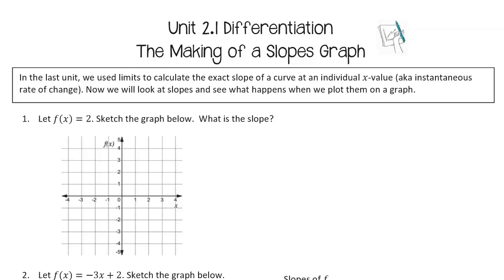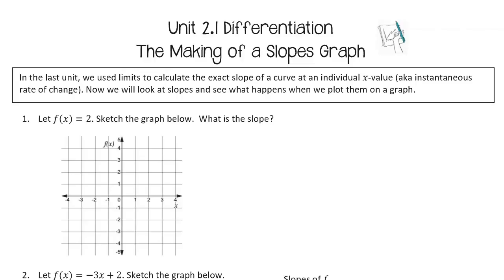In the last unit, we used limits to calculate the exact slope of a curve. We also called this the instantaneous rate of change, and we also called this the derivative. However, that procedure was lengthy, so maybe there's a way we can develop some rules that will make finding the derivatives a little bit quicker.